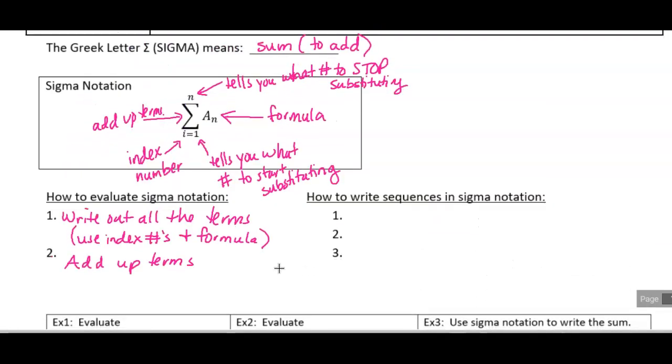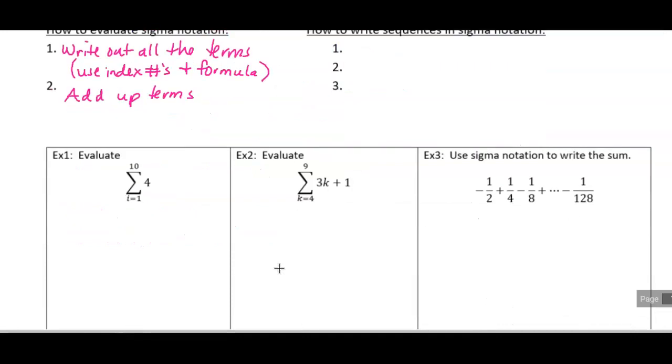So let's look at example number 1. If you don't like I, you can use X, but notice we have I, we have K. They usually don't use X just because it's not a function, it's a sequence, so they change the letters. They all mean the same thing. So if I equals 1, notice on this one there's no variable, so that means it's 4. I start when I equals 1, and we stop when I equals 10.